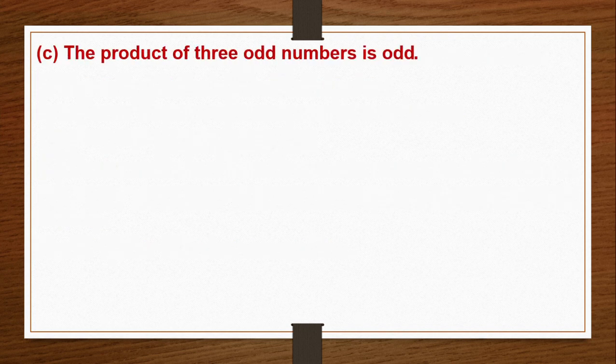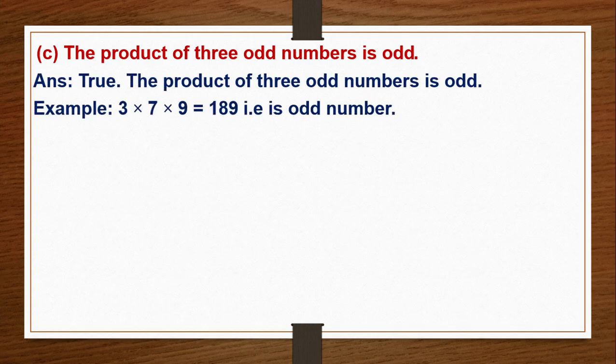The product of three odd numbers is odd. Here also, we just need to do it with one example. Let's take 3, 7, 9. So when we are multiplying, we are going to get 189. That is an odd number. So it is true. The product of three odd numbers is odd.